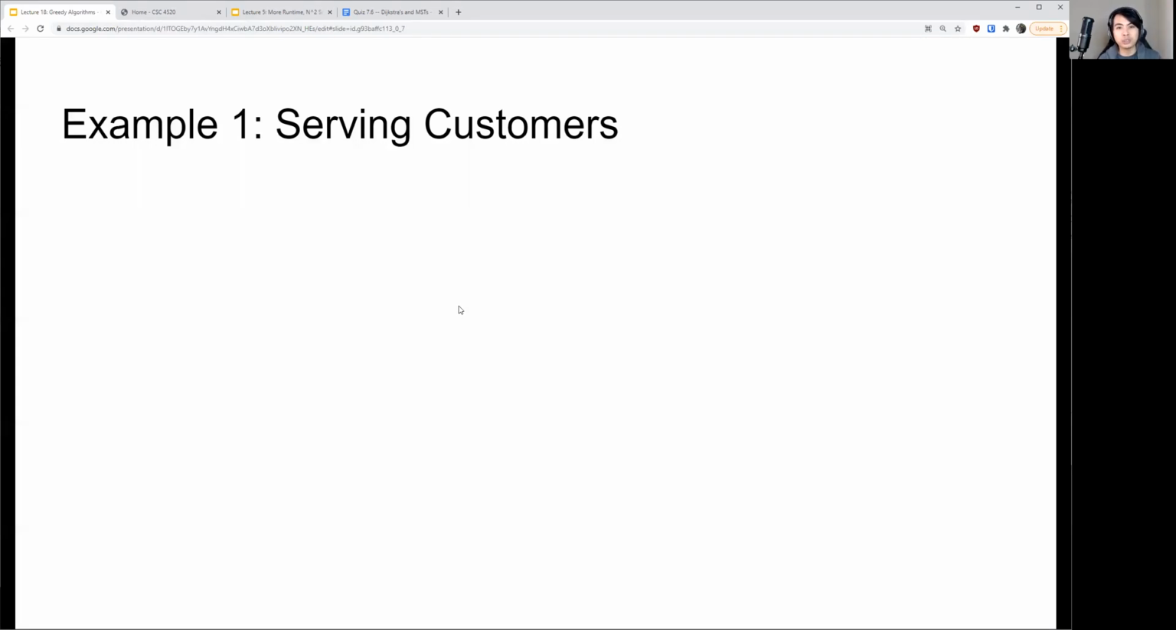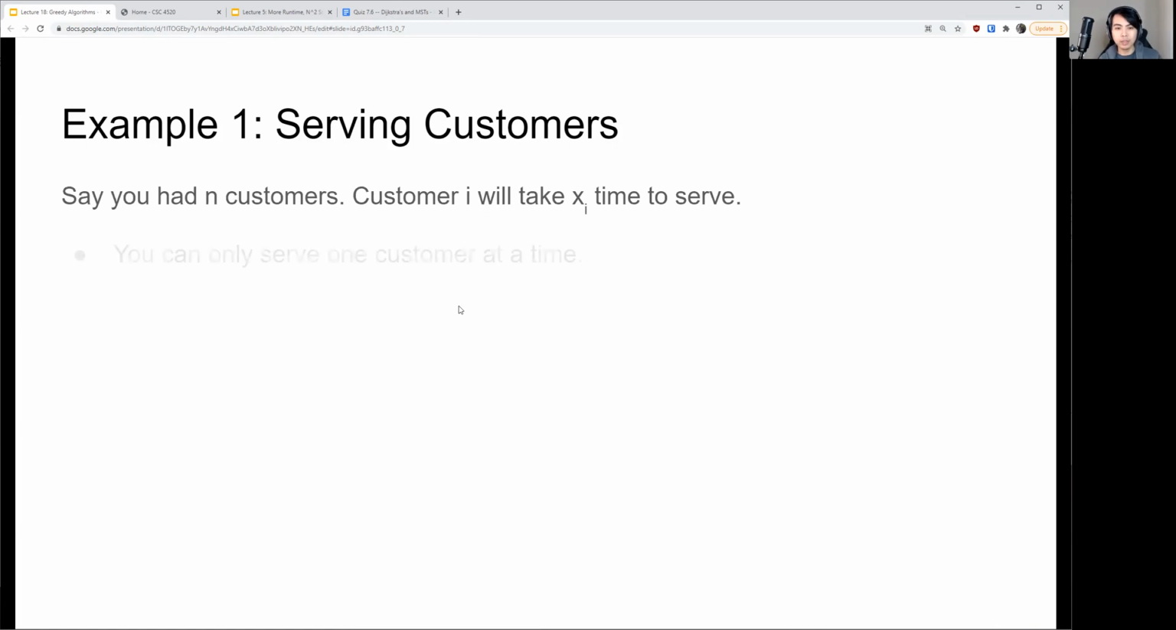And we're at a restaurant that we have to serve customers at. Let's say we had N customers, and each customer will take X sub I time to serve. You can only serve one customer at a time. And for whatever reason, you're the only one taking care of all these customers. Let's just say it was a really busy day and everyone else was sick or something like that.